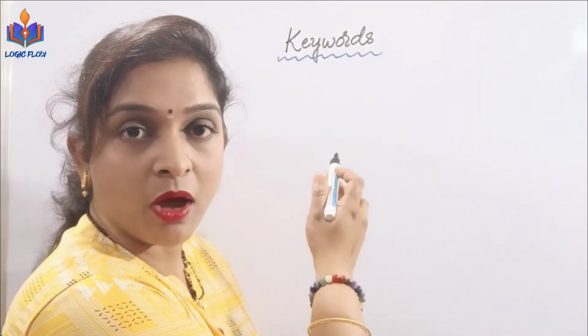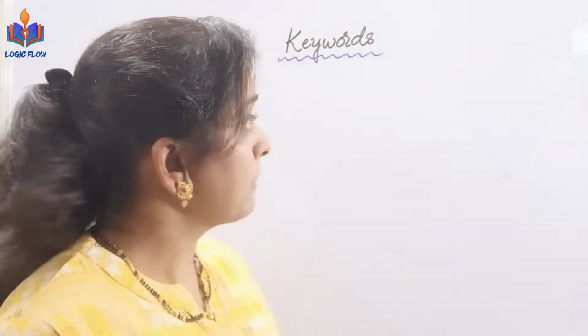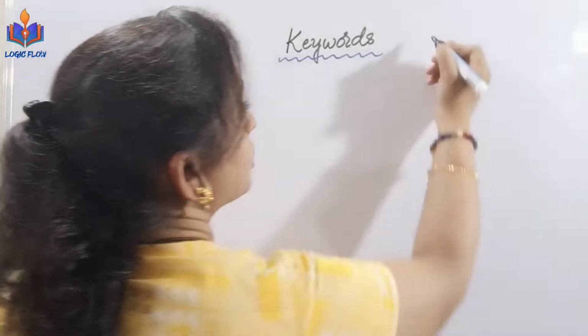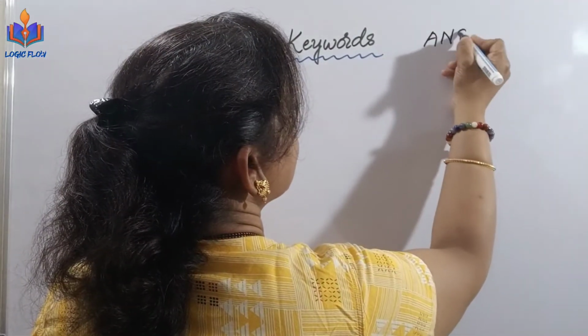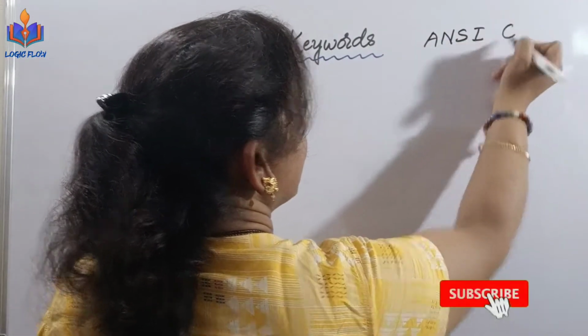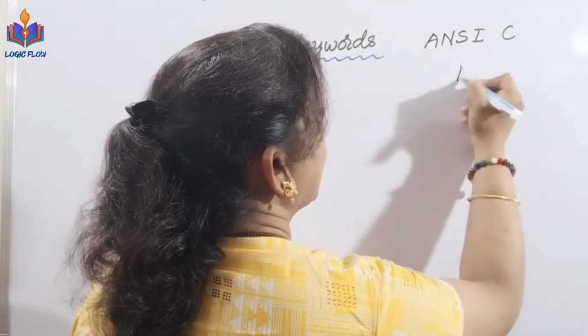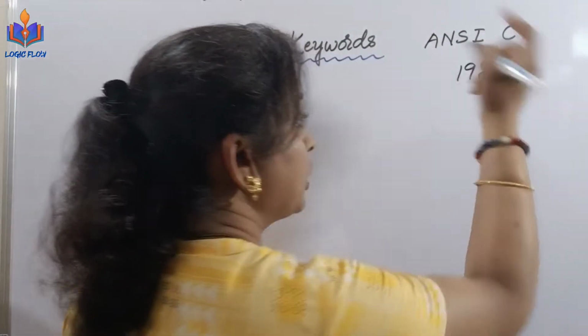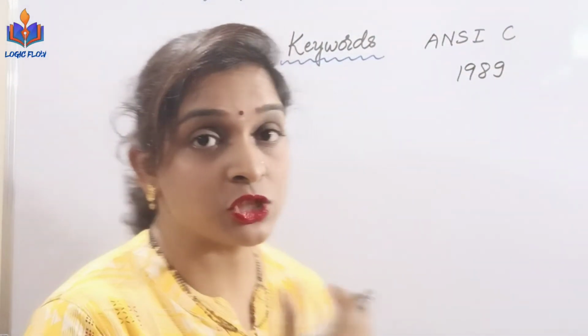So let us talk about keywords. I'm talking about these keywords and identifiers with respect to ANSI, American National Standards Institute. ANSI has standardized the C language in 1989. So according to ANSI C, let us talk about keywords and identifiers now. What are keywords? They are like predefined words.